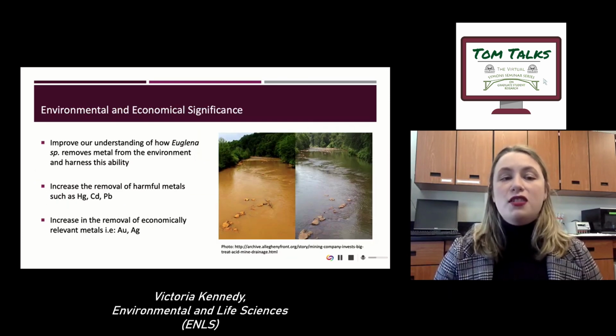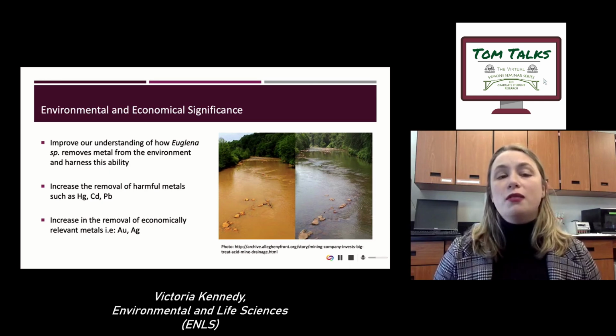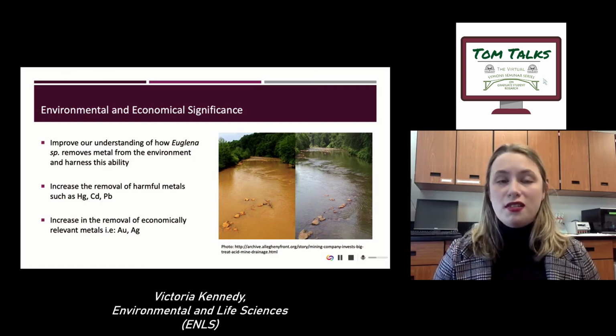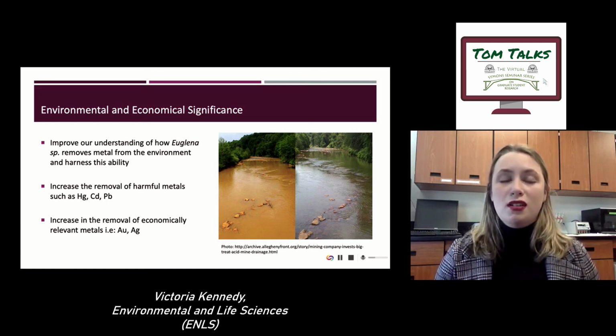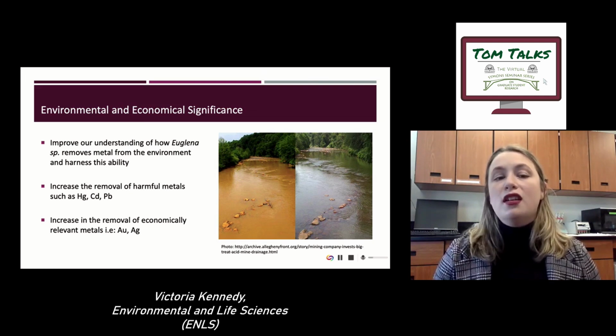Now, I've talked to you about my project a lot, so I want to bring it back and end it off by explaining why this is so important. If we can improve our understanding of how Euglena gracilis is able to bind these heavy metals, we can potentially harness this ability for real-world applications, such as applying it to mine runoffs and to real industrial wastewaters, and make a difference. Because if we can harness this ability, we can potentially increase the removal of these harmful metals such as mercury, cadmium, and lead. And so we can help make a difference in cleaning up some of the water.